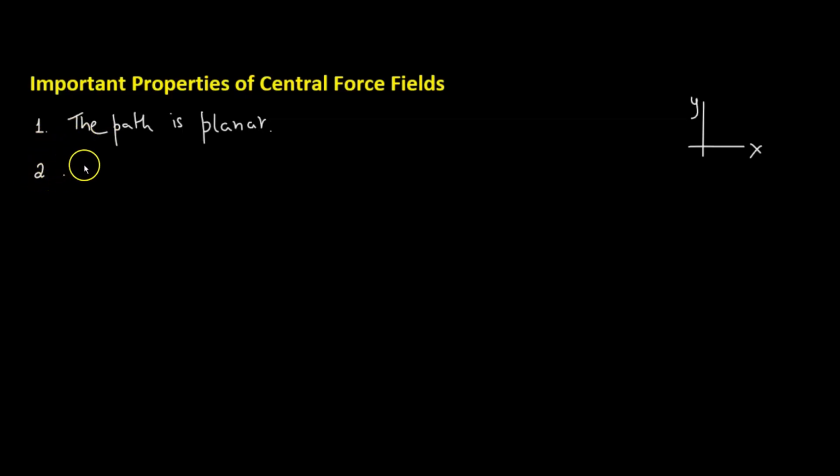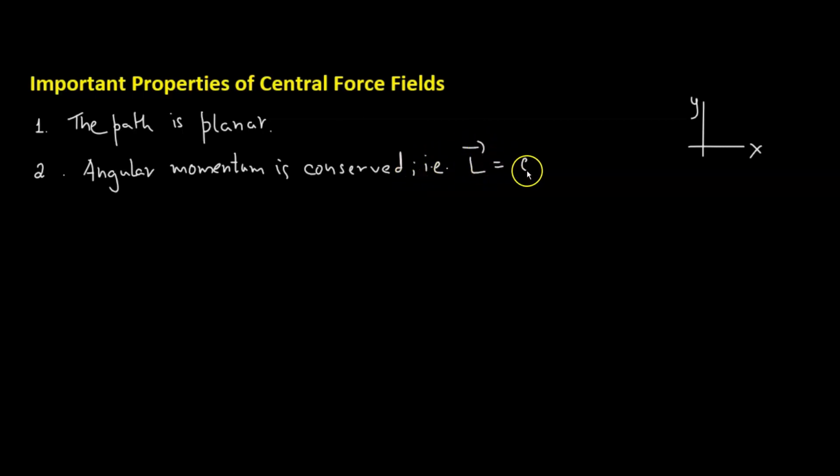Property number 2 says that the angular momentum is conserved. The angular momentum of the particle is conserved. That is to say that L vector is a constant. Now we know that the angular momentum is a vector quantity, and when we say that L vector is a constant, that means including its magnitude, the direction of angular momentum is also going to stay constant.